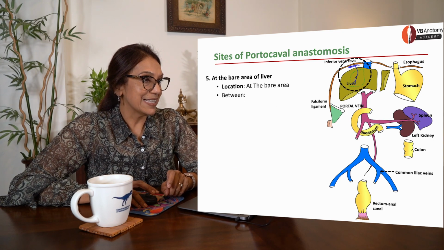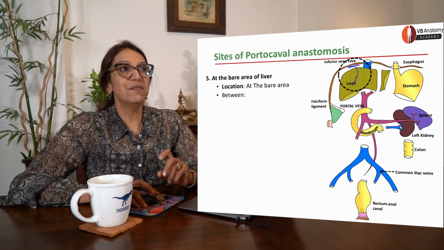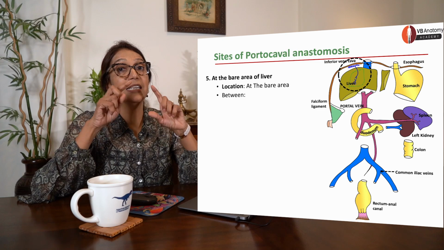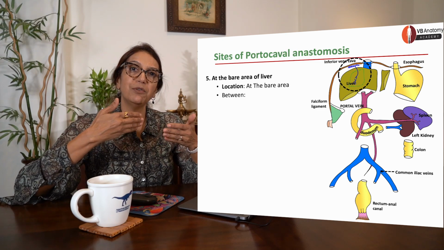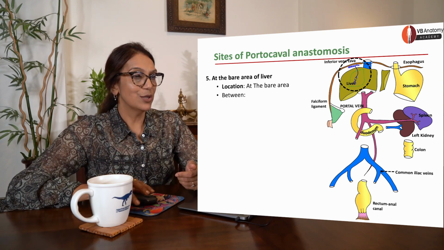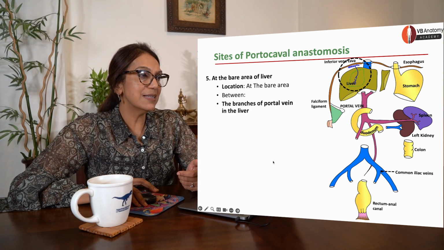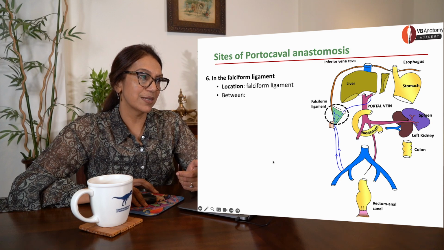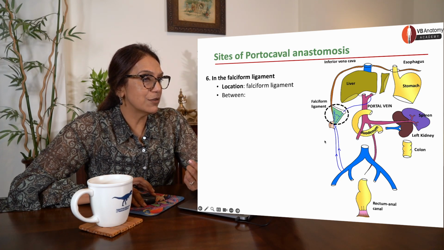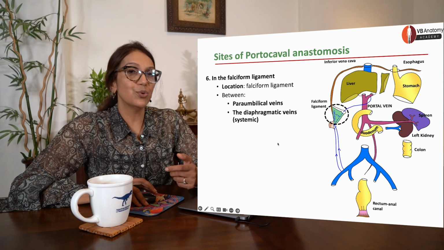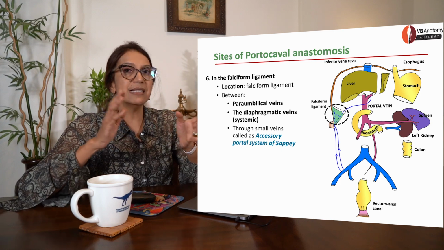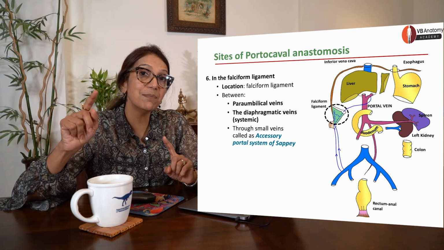Okay. Next, the bare area of liver. Now, I've recently released a lecture on bare area of liver. You can see that at the bare area, there's a communication between branches of portal vein and the diaphragmatic veins. So, these now begin to act as another site for portocaval anastomosis. Now, within the falciform ligament, as the paraumbilical veins flow, they also form an anastomosis with diaphragmatic veins, through a network of small veins called accessory portal system of Sappey, MCQ.